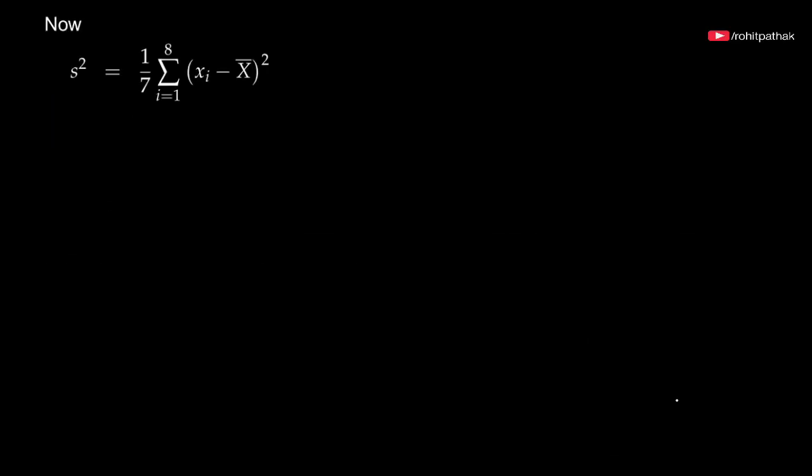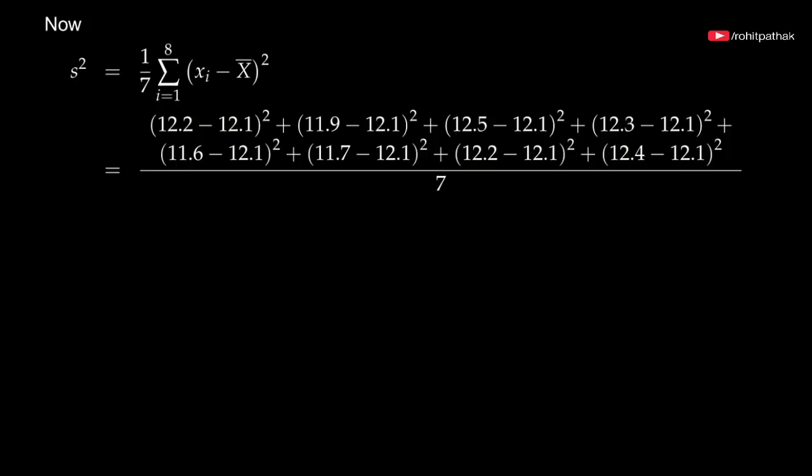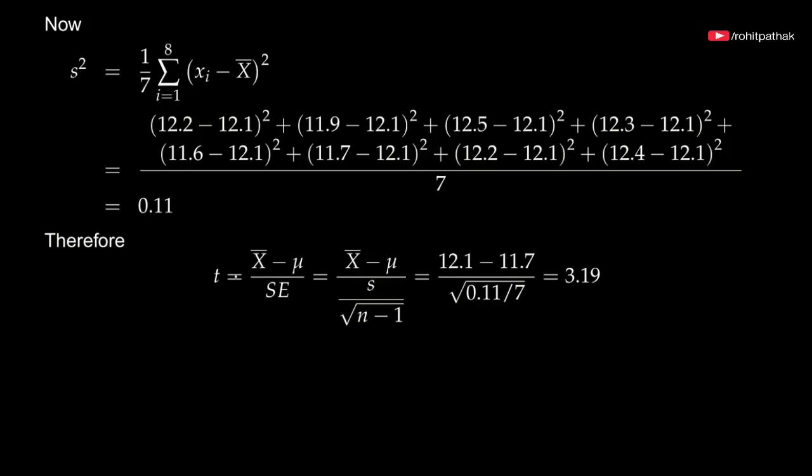Now here we have to calculate S, which is standard deviation. So for this we calculate S square, which is 1 by n minus 1 sum of (xi minus x bar) whole square. So here we divide by n minus 1 instead of n. If we find S square, then we find that S square is 0.11. Therefore, the value of the test statistic t is x bar minus mu upon standard error of x bar, which comes out as 3.19.